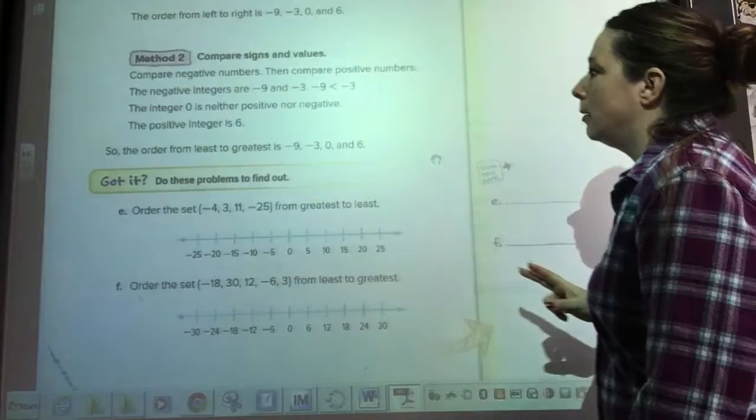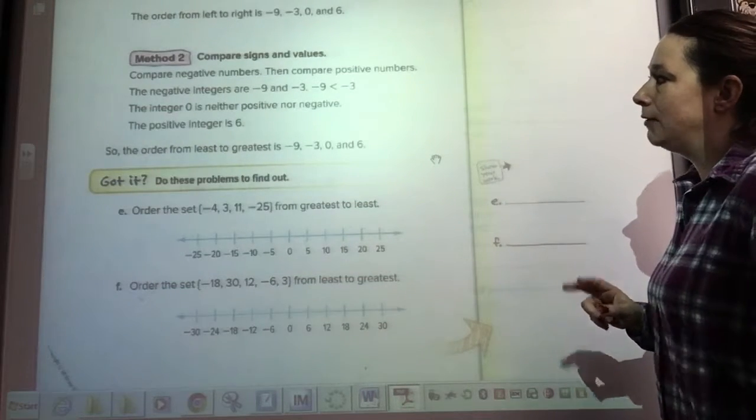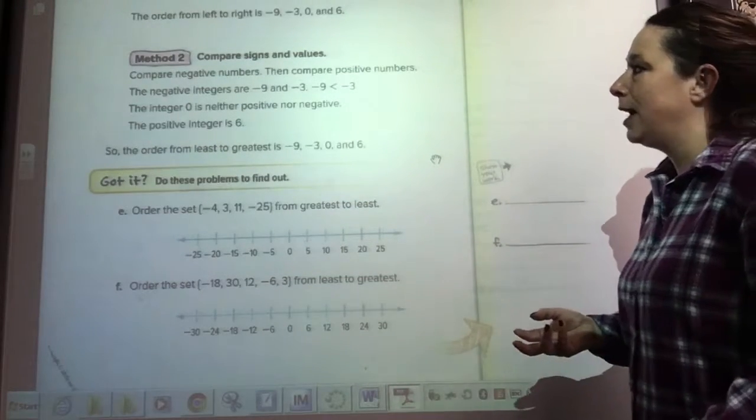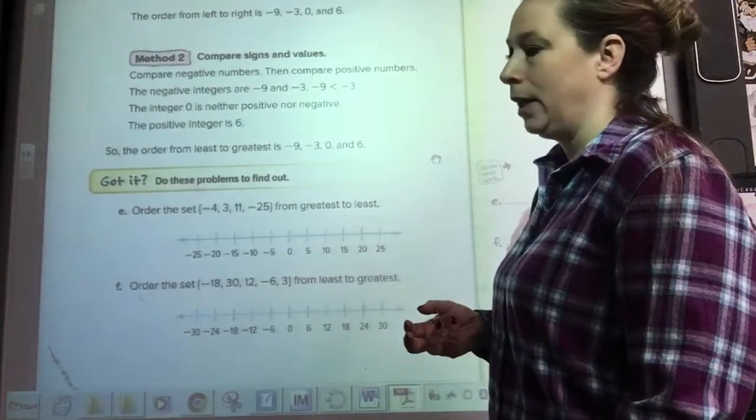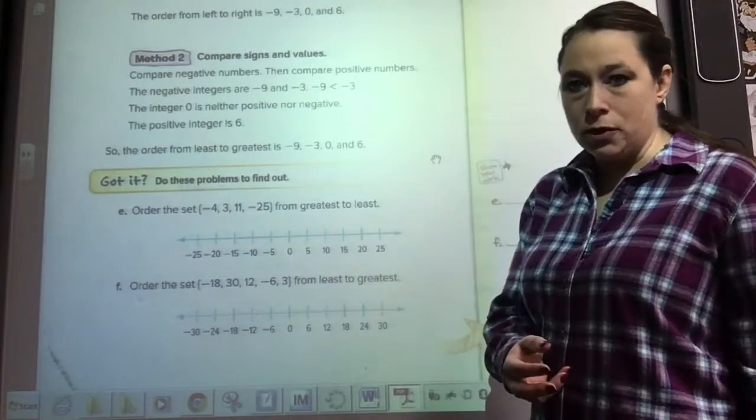So when we compare negative numbers and compare positive numbers, the negative numbers are -9 and -3. -9 is less than -3. Even though it's a bigger number, again, you owe more, so that makes it less.